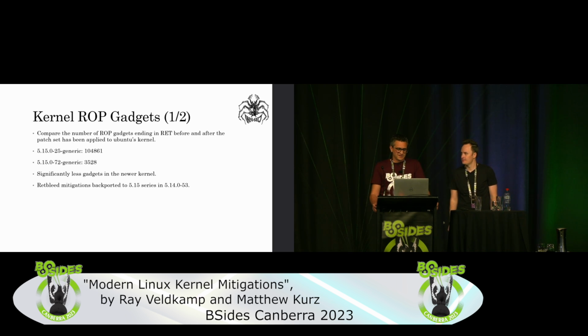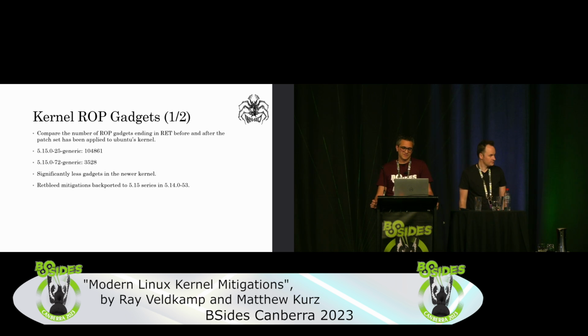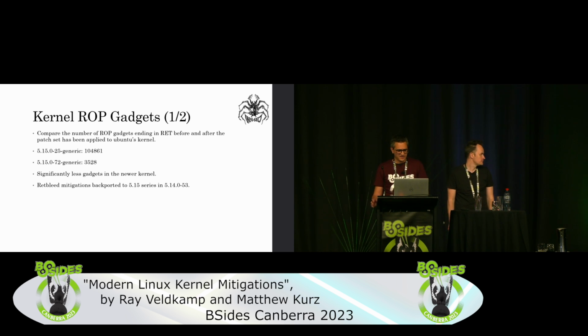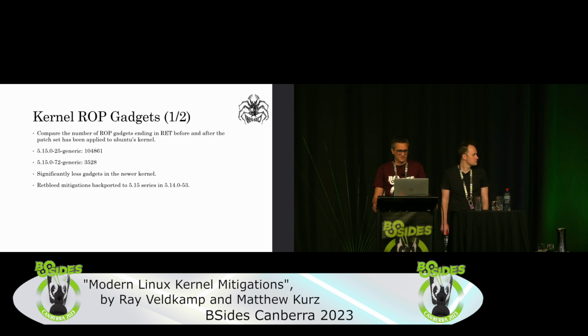So I took a look at the number of ROP gadgets in the kernel before this was backported, and the ROP gadgets after. You can see in this 5.15.25, there were about 100,000 ROP gadgets ending in a ret. You want your gadgets to end in a ret when you're building a chain. And in the kernel after this mitigation was implemented, there were only 3,000. So there's significantly fewer gadgets in the newer kernel, or so it seemed.